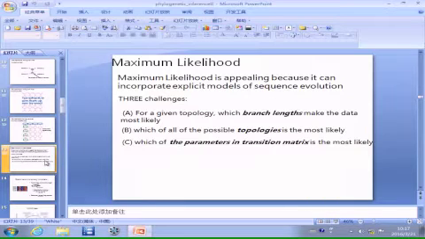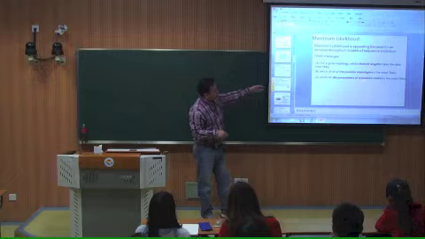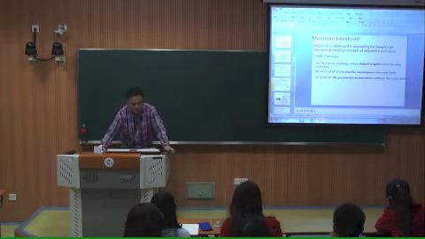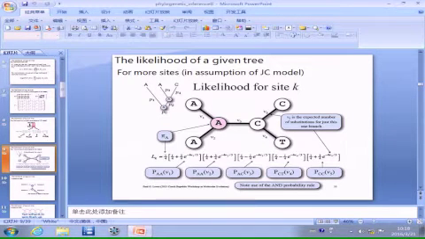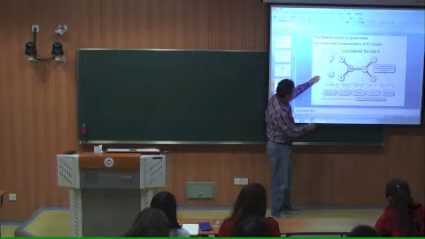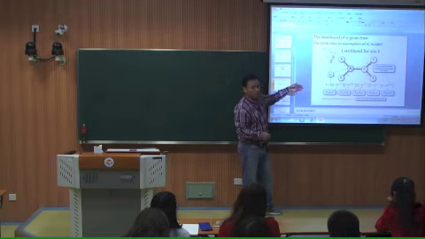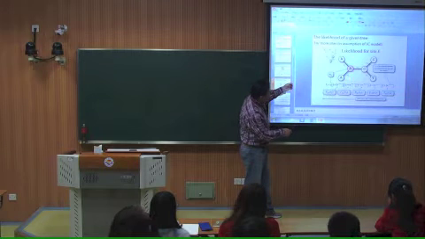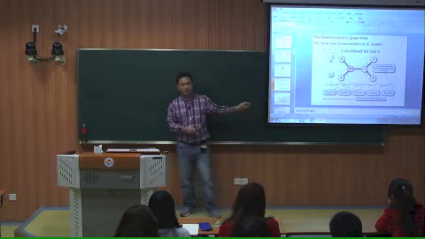Okay, so we need to estimate the branch length and the topology, and also which parameters in the transition matrix we need to optimize. So in this calculation, we not only rely on the topology and on the branch length, but we also need this pi, the stationary nucleotide frequencies, and since we assume the Jukes-Cantor model, we also need to estimate the value of alpha.